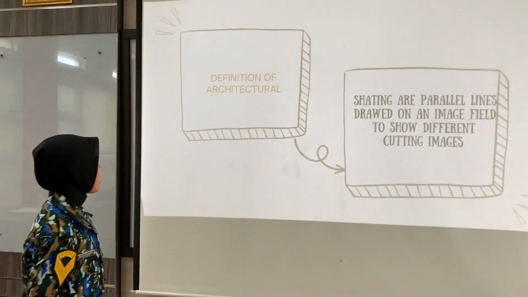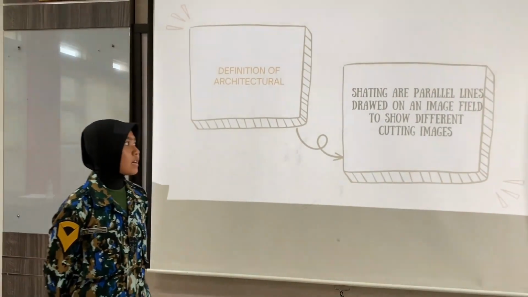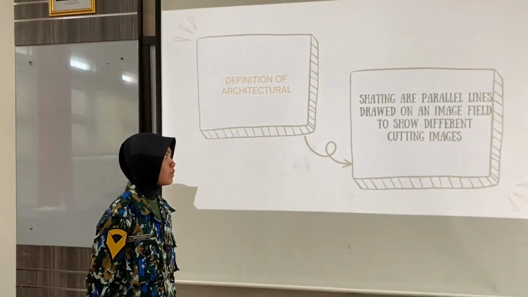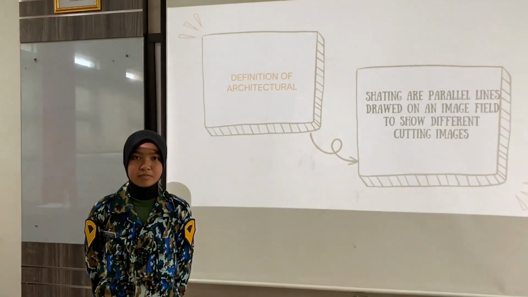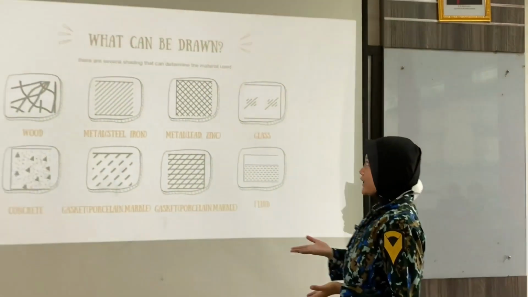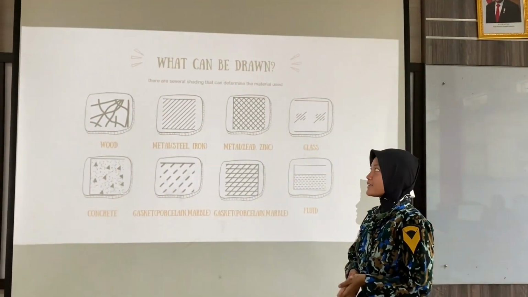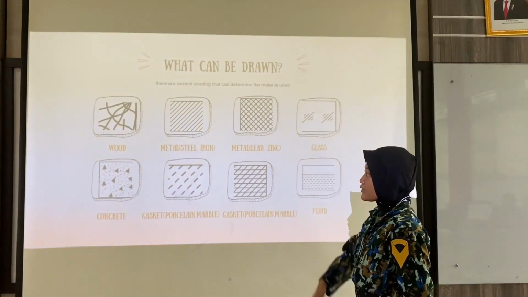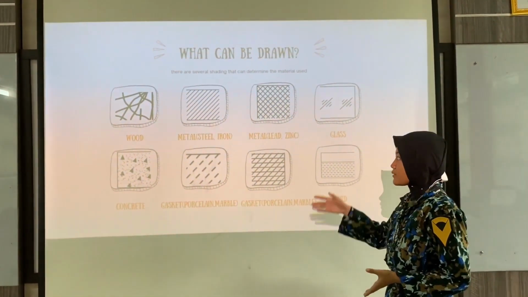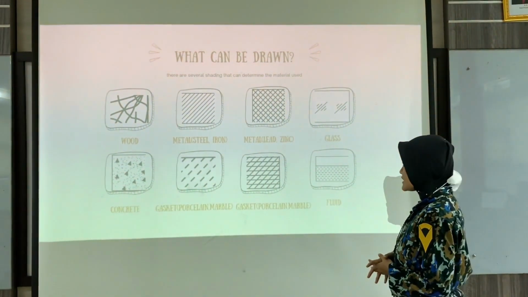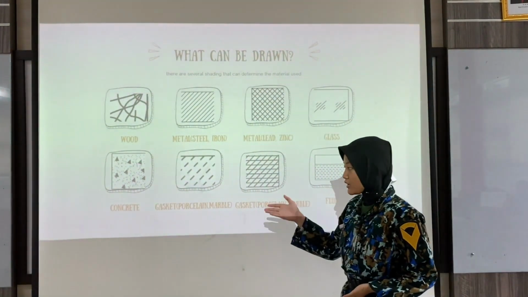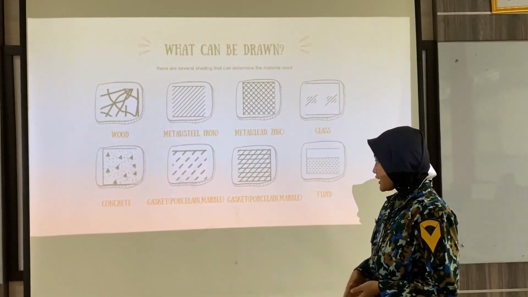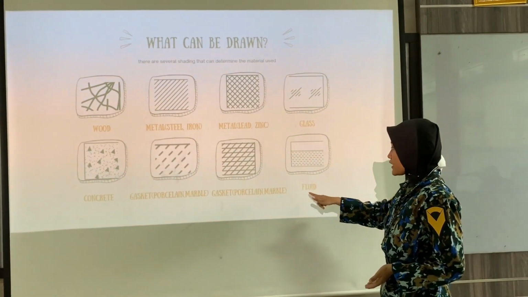The definition of architectural hatching is parallel lines drawn on an image part to show different cutting image. What can be drawn? There are several hatchings that can determine the material used. The first one is wood, metal, which is steel or iron, and then metal, which is lead and zinc, glass, concrete, gasket, which is porcelain and marble, and also wood.